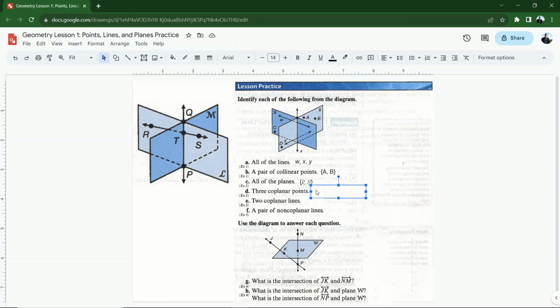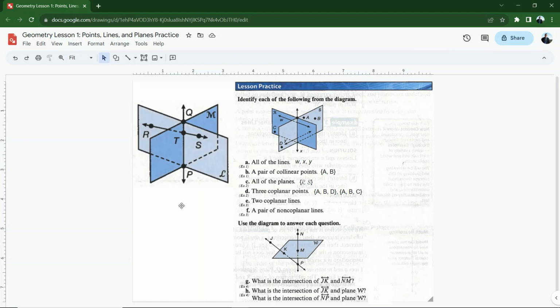What about 3 collinear points? 3 coplanar points. 3 points on the same plane. I'd be in trouble if it asked for 3 collinear points because there are no 3 collinear points given. But I do have 3 coplanar points. In fact, any 3 points are coplanar. So I could say, for example, ABD. ABD is an easy one because they're already pictured on the same plane, plane S.